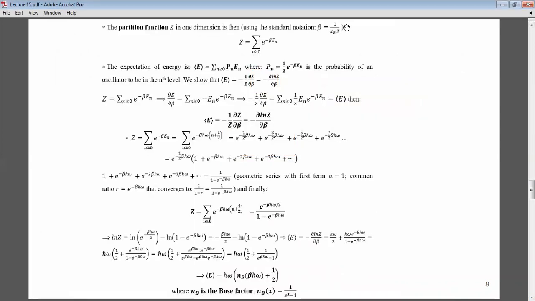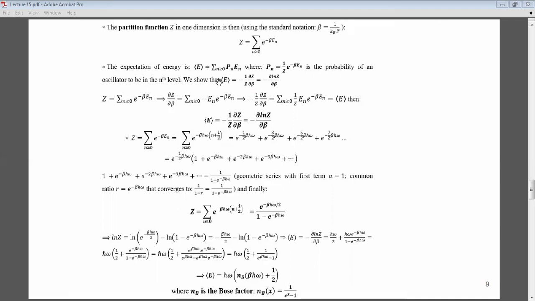So let's start. What is the partition function Z? The partition function Z in 1 dimension is the summation of e to the minus beta En. The expectation of energy is the summation of Pn En, where Pn is the probability of an oscillator. It is 1 over Z e to the minus beta En.